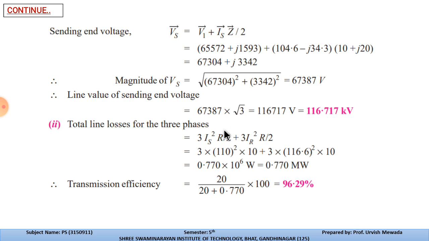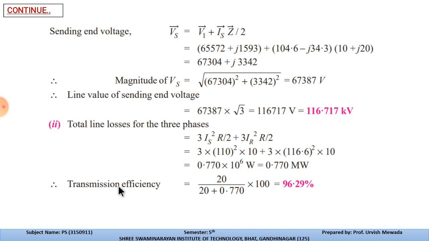So the total line losses we can determine as 3 Is square R by 2 plus 3 IR square R by 2, because we are considering the effect of the capacitor at the middle. So we are taking the left hand side and right hand side of the transmission line. At the receiving end side the current is 116.6, and at the sending end side the current is 110. By placing these values, we can determine the total line losses for the three phase, that is 0.770 megawatt.